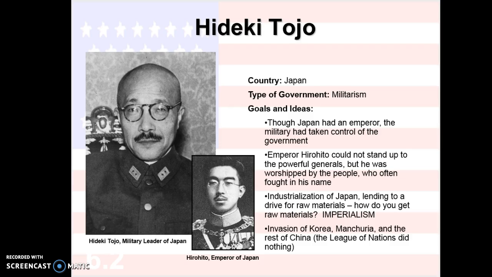So Japan realizes, hey, we are sort of a small country and we're surrounded by water. We need more resources. So how are they going to get them? Imperialism. They're going to go out and try to get them. And these are some of the places that they are going to invade: Korea, Manchuria, and the rest of China. The League of Nations did nothing at this time because, if you'll remember, the League of Nations was not that powerful because the United States had turned it down.